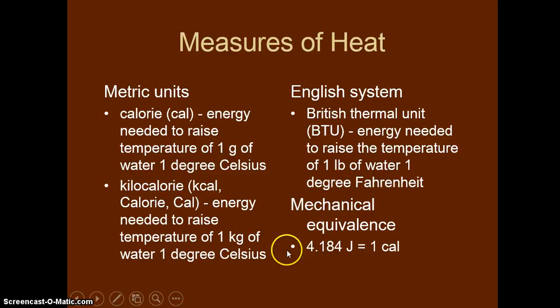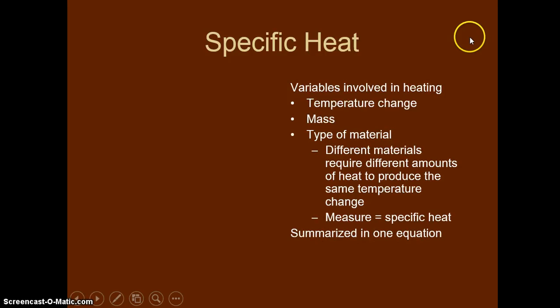And this is really important, this idea of the mechanical equivalent of heat. 1 calorie is 4.184 joules. So if I want to turn calories, which are units of heat, into units of energy, in general, the general idea of energy, 1 calorie is, as I said, 4.184 joules. We'll need this conversion as we move along.